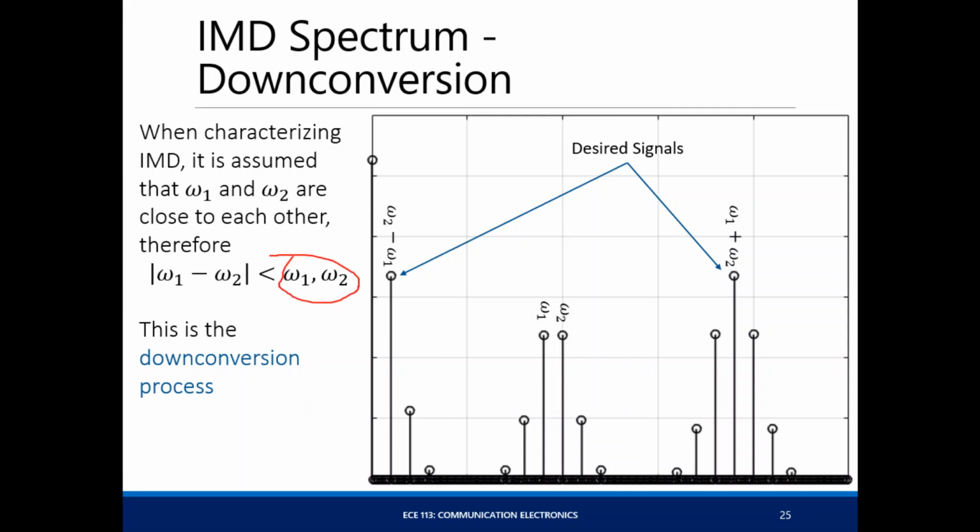This is your down conversion process. And as you can see, these are your desired signals. You can actually filter all of this out right here and just get this signal, which is the down converted signal.